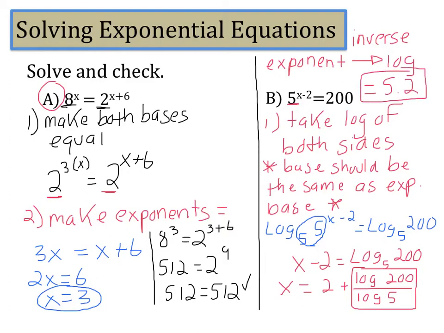So taking the log of both sides works, but if it's an easier one like part A, you could just make both bases equal. But this will work every single time, taking the log of both sides.